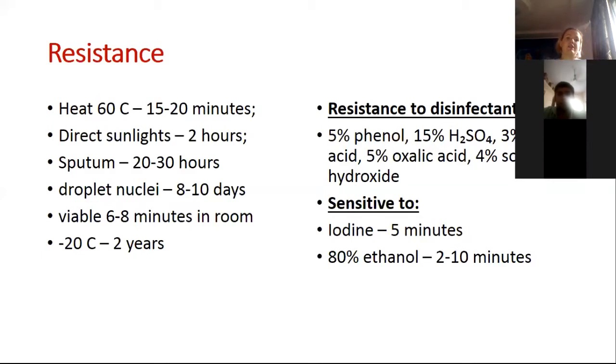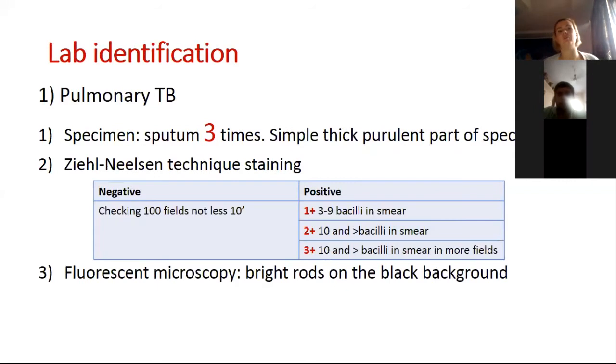Now, you can see the lab identification, how we can confirm the diagnosis. You should remember that all infectious diseases should be confirmed by microbiological, virological, and other laboratory analysis. First, I want to explain the situation with pulmonary tuberculosis because it's the most common and most urgent, because it's very easy to spread in the environment and infect other people.